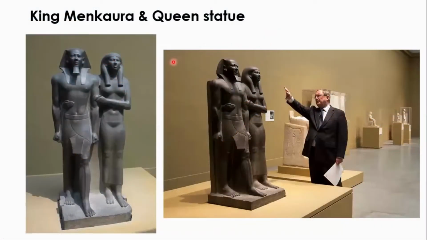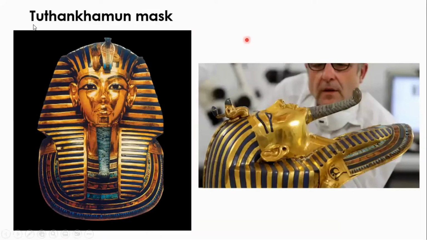Here are a couple of examples of full life-size sculptures of a king and queen. Occasionally, a king and queen would rule together, and these do not have mummies inside of them. These are actually just sculptures.